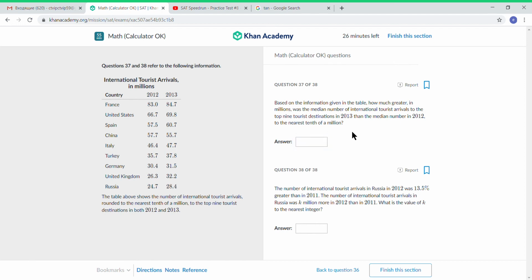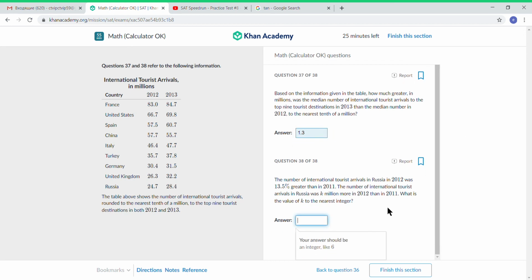Ooh, that's not good. Based on the information given in the table, how much greater, in millions, is the median number of international tourists? Median number. Oh, median number, sure. Oh, that's good. That's really good. So that's going to be 1.3. Yep, it's 1.3.